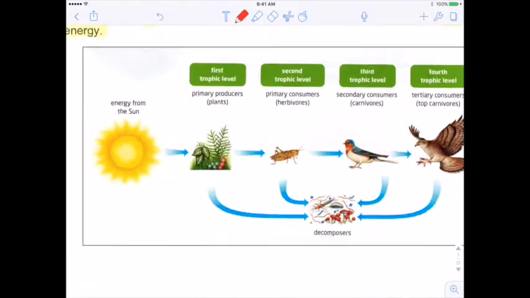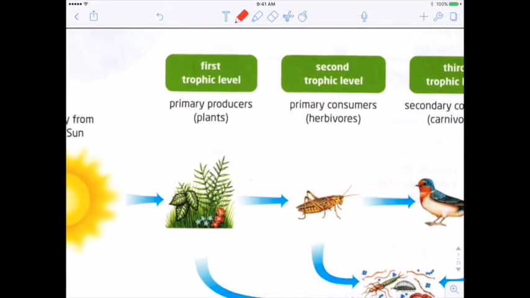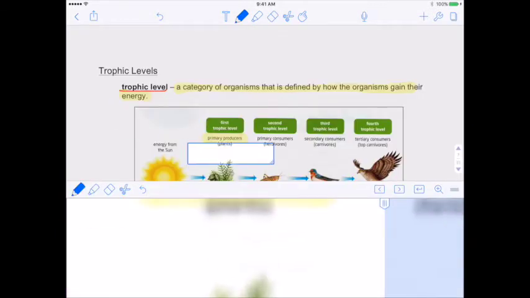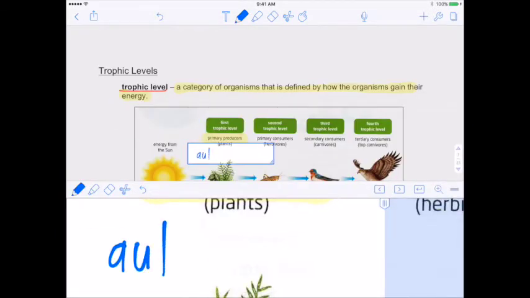And this trophic level consists of plants. We call plants primary producers. A primary producer is any organism that can produce its own food. Make sense? Another term for a primary producer is an autotroph. Primary producers are all autotrophs.